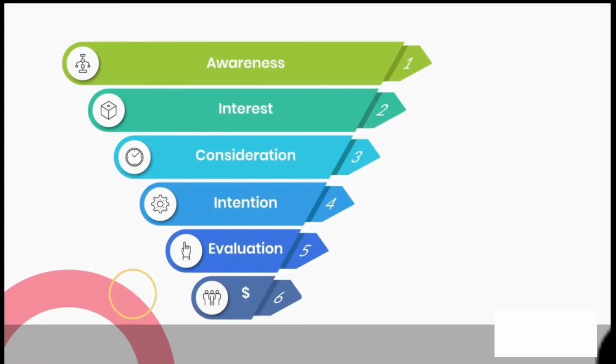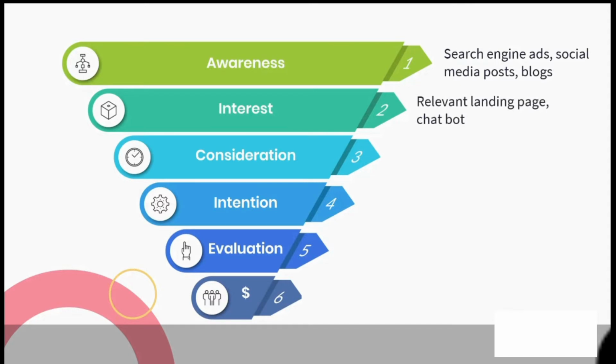Now, as I think you understand the basic principles of these funnels, let's go through some examples of what business actions or advertising might be in these different phases. In awareness, a business might have an ad on search engines, a post or blog on social media, for example, enticing people to click through to the website. In the interest phase, the landing page chosen would be relevant to what was promoted in the ad or the content. A chatbot might be on the site to assist with any queries.